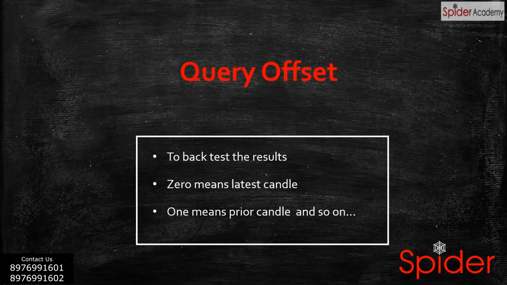Next is query offset. Now this is something very important to understand. How we use query offset is, we use query offset to backtest our result. 0 means the latest candle and 1 means the prior candle and so on, as we saw on the check on nth back bar as well.